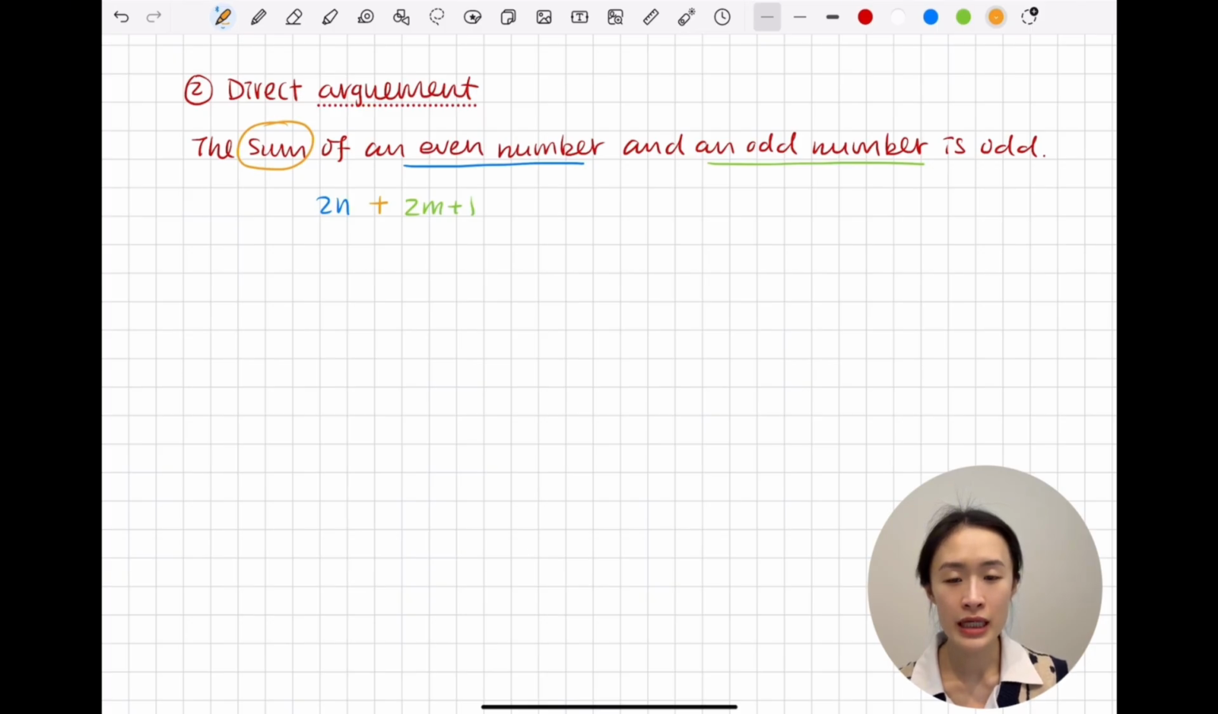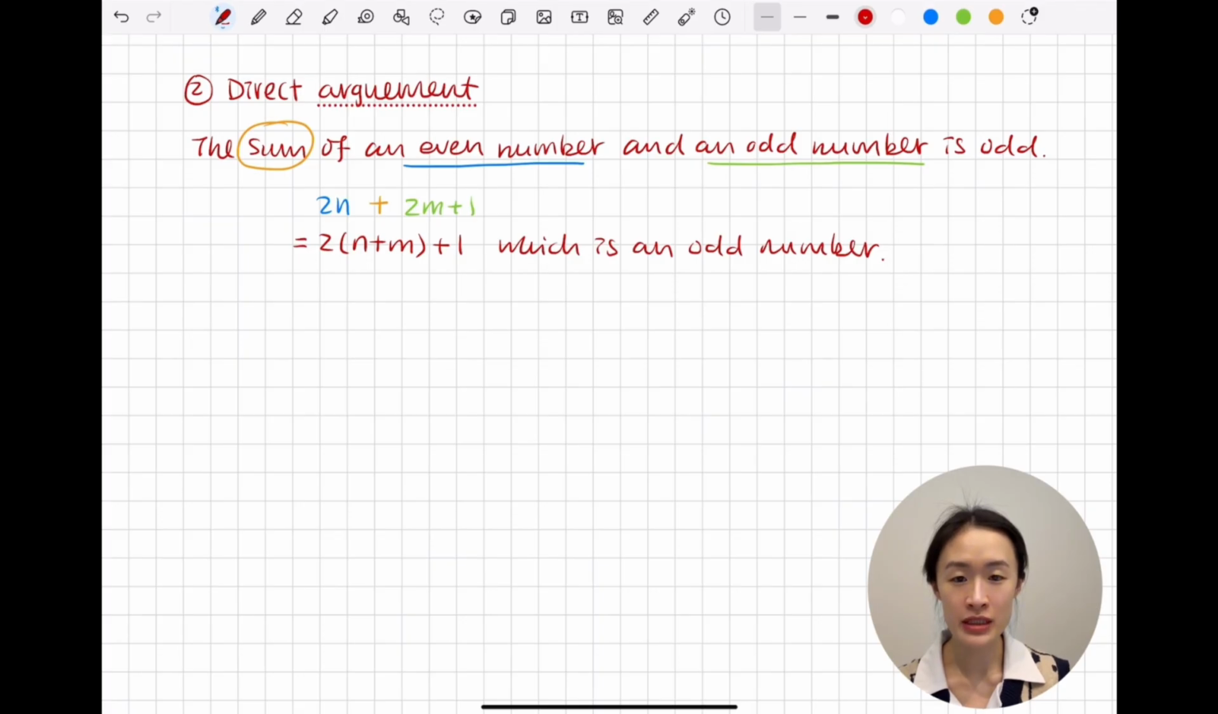Now if we can write it in the form 2 lots of something plus 1, then we can claim it's an odd number. So for this question, what we need to do is to factorize out a common factor of 2. So we have 2 lots of n plus m in the bracket, and then we have a plus 1. We leave that alone. We are not going to factorize out 2 from there. And this form shows us that this number is going to be an odd number. Therefore, we have proved the statement.